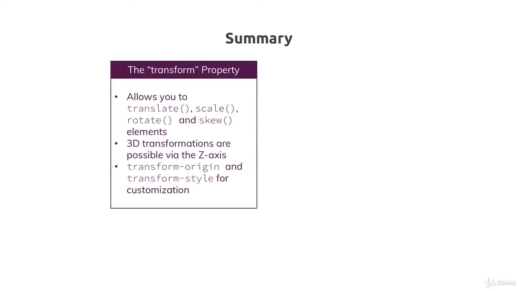So that's it. That was it for this module. You learned about the transform property. You learned that you can use translate to move the element around on the different axes. You learned about scale, rotate, and skew, and that these functions can all be applied as values on the transform property to change the look of your element just as you need it. You learned that 3D transformations are possible via the z-axis, or for rotate actually via the x and y axis due to the way elements rotate around axes, and that you can use transform-origin and transform-style to change how your elements actually transform.